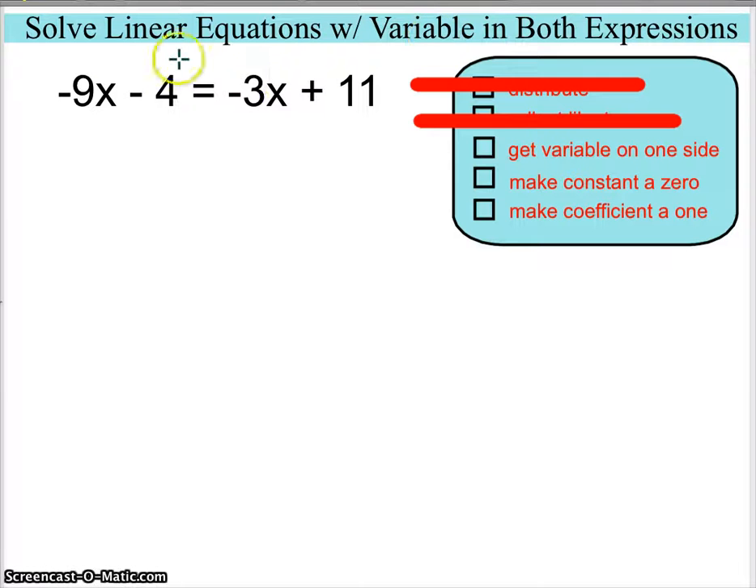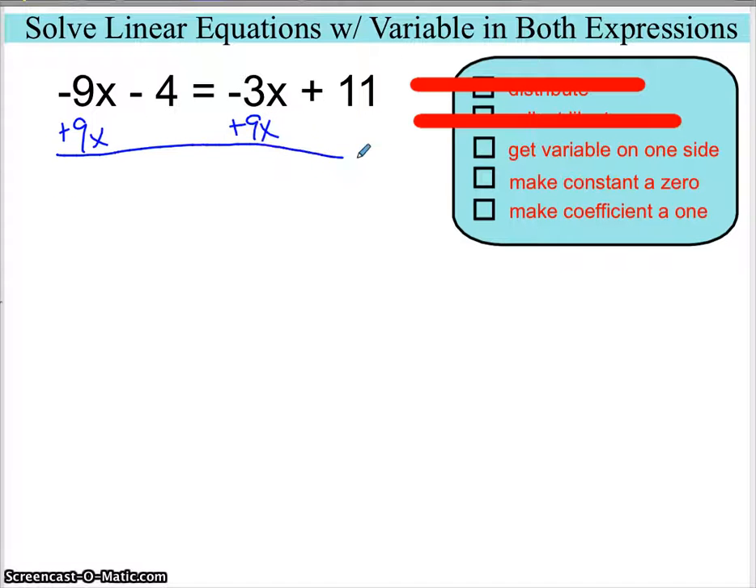We do have a variable on both sides, so we're going to do what we need to do to get that onto one side and positive. If I add 3x, this does become a 0, but negative 9 plus 3x will still be negative 6x. So I'm actually going to make the negative 9 into a 0. I'm going to add 9x to both sides.